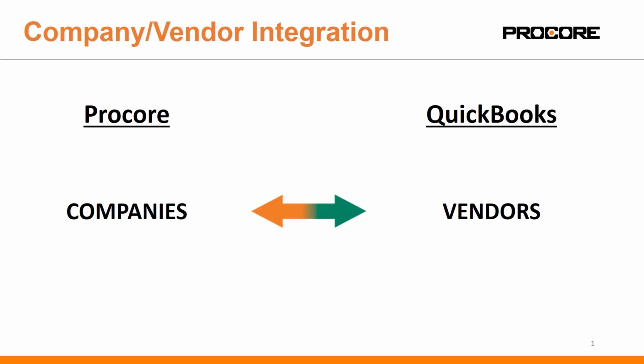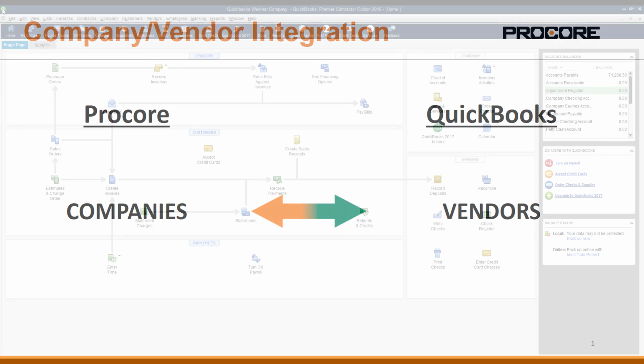And it also means that information entered for companies created in the Procore Company directory can be used to create new vendor records in QuickBooks. This is important because vendors must be synced between Procore and QuickBooks before commitments assigned to that company in Procore can be exported to QuickBooks. In this video, I will show you how this works in both directions.